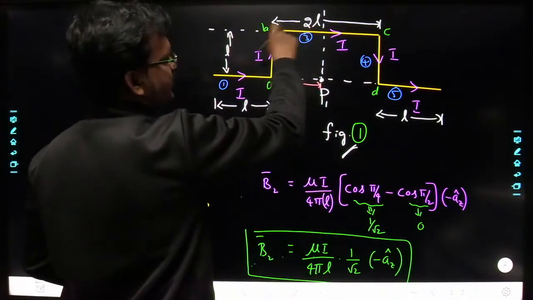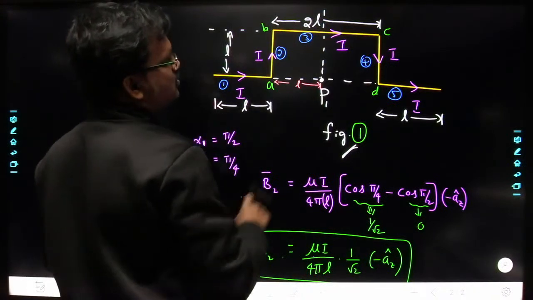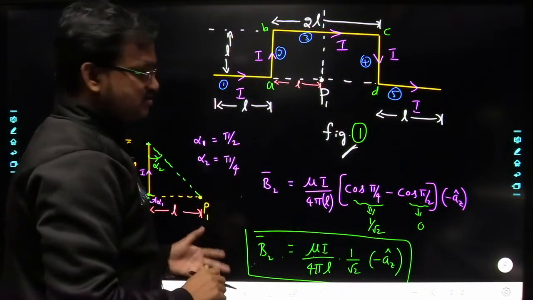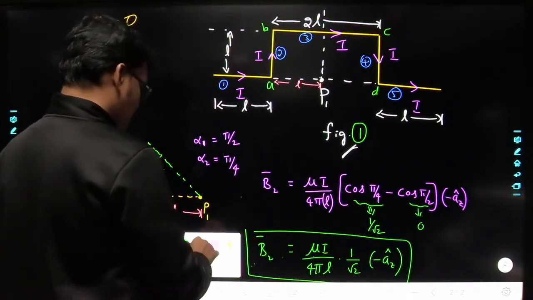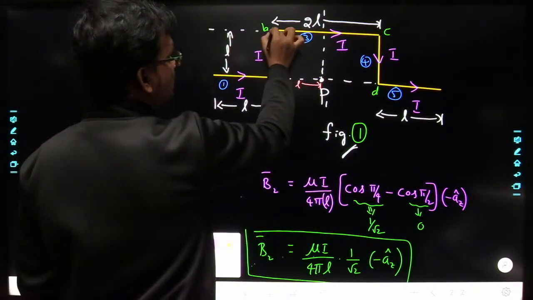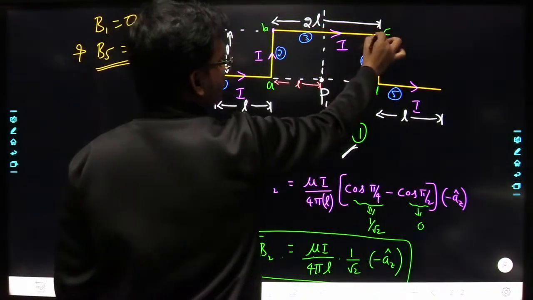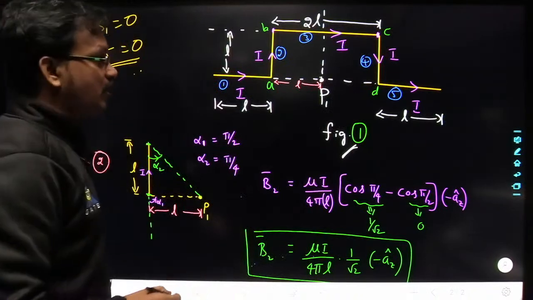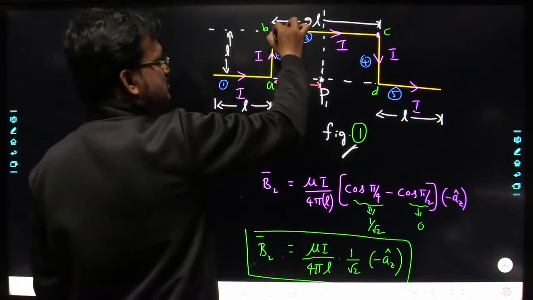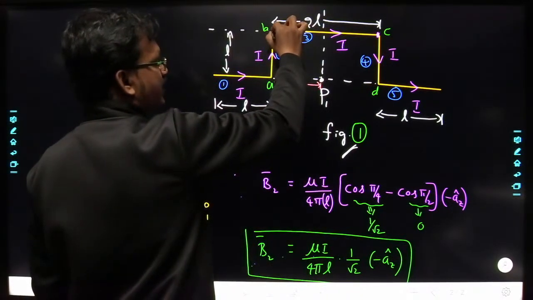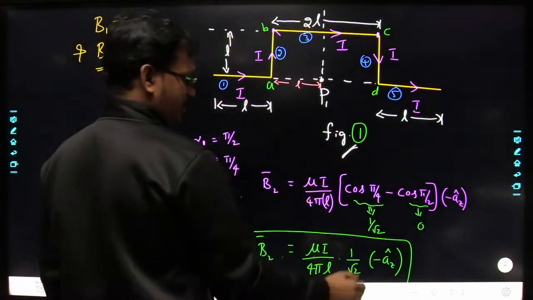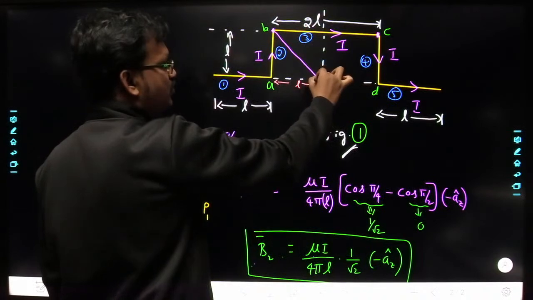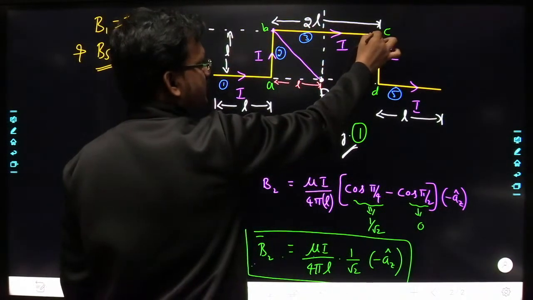Next, consider this line here, consider this segment. Now due to this segment, what is the B field at this location here? Consider only this section here. Here you can tell directly what is alpha 1 and what is alpha 2. Here you have to consider the angle subtended by this end at this point, and the angle subtended by this end.